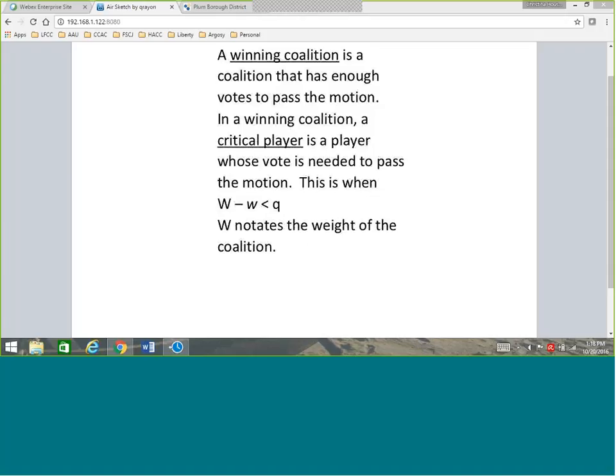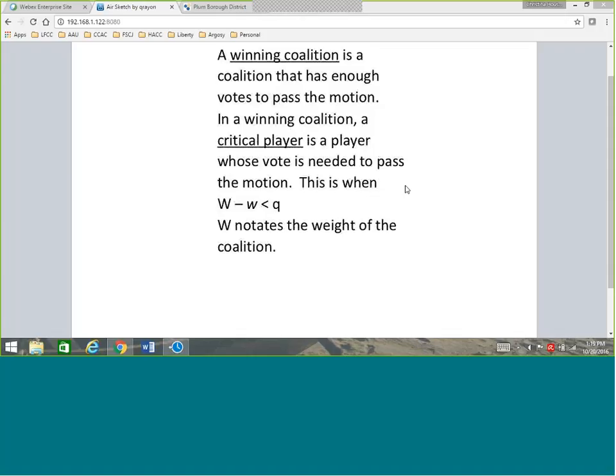In a winning coalition, a critical player is a player whose vote is needed to pass the motion. So that would be where you're looking at the coalition, it's a winning coalition, and if there's a player that if you took them out, it wouldn't pass, that's a critical player, where that player has to be in that coalition for it to meet the quota.